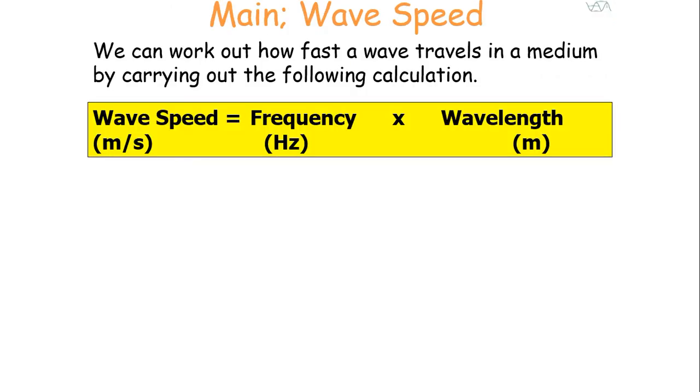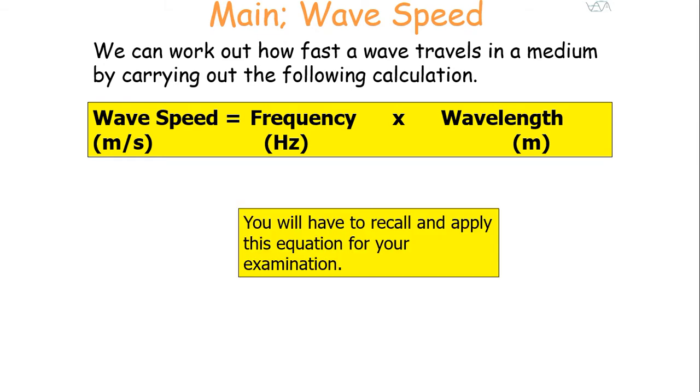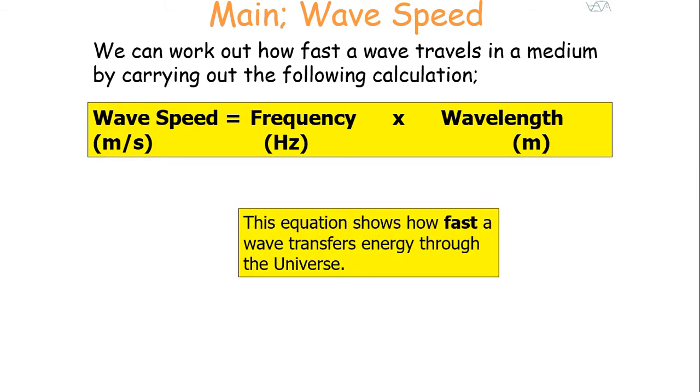6.6.1.2, the properties of waves. Now we can work out how fast a wave travels in a medium by carrying out the following calculation. Wave speed in meters per second is equal to frequency in hertz times wavelength in meters. Now you've got to be able to recall and apply this equation for your examination.